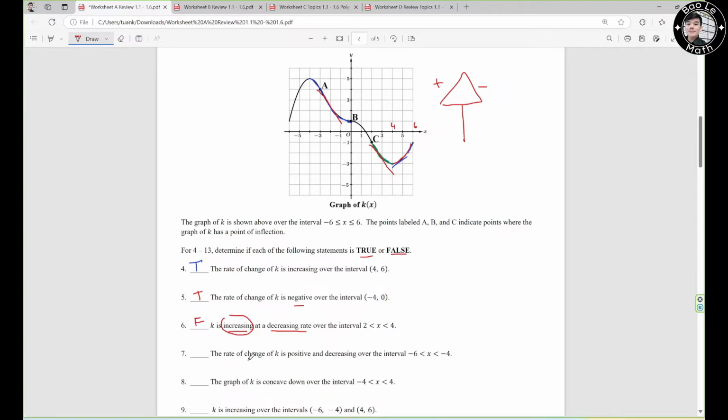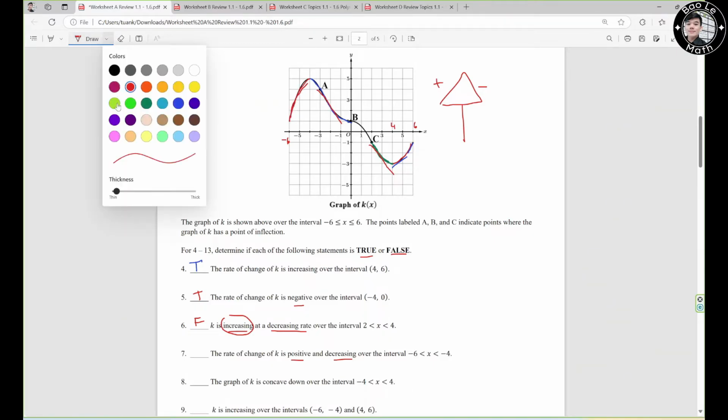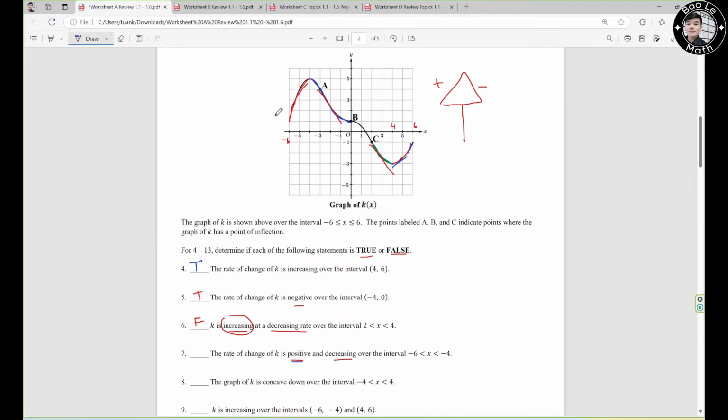Now question number 7. The rate of change of the function k is positive and decreasing over the interval negative 6 to negative 4. So negative 6 right here, negative 4 right here. We have the function going to be right here. Alright, so we're going to check. The rate of change of k is positive. So we draw the tangent line. And we see that the tangent line is going this way, which means the rate of change is positive, which is good. This is right. And decreasing, right?